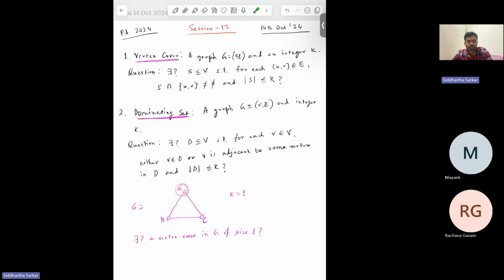Similarly, we can ask, in this graph, does there exist a dominating set of size at most K? Of course, a zero size dominating set does not make sense. So the question is, does there exist a dominating set in G of size 1? I'll give you a minute to think about it.